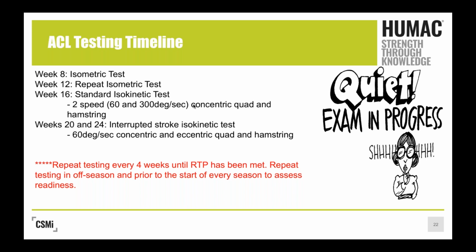So I start the first isometric test at week 8, and then I repeat it at week 12, sometimes at week 16. At week 16, I actually like to perform the standard isokinetic test. By standard, I mean the 2-speed, 60 and 300 degrees per second, concentric quad, concentric hamstring. Now, John is not a fan of this test, and I'll let him tell you about that next month. There are times where this test does come in handy.